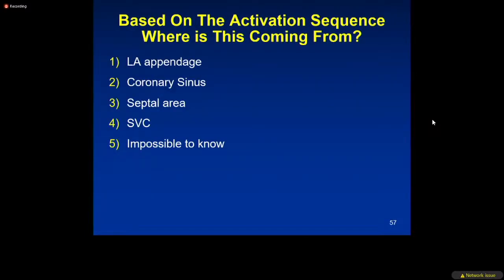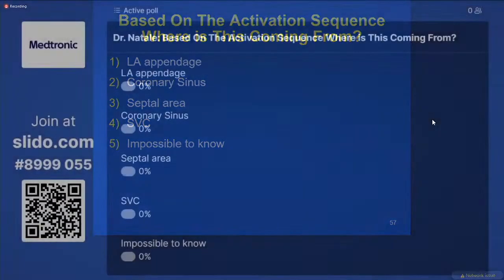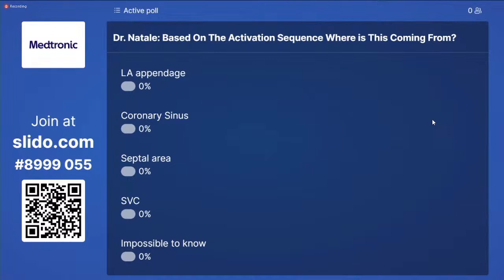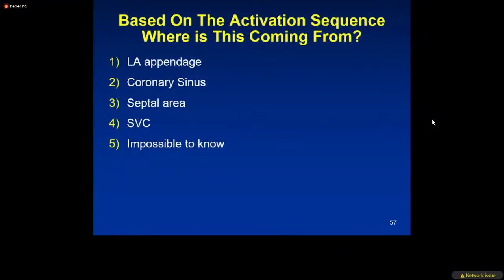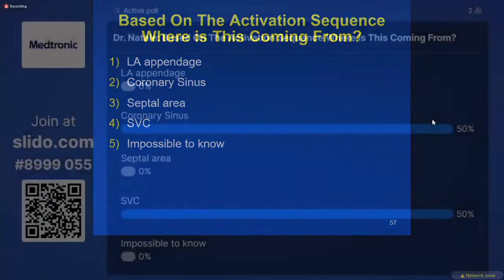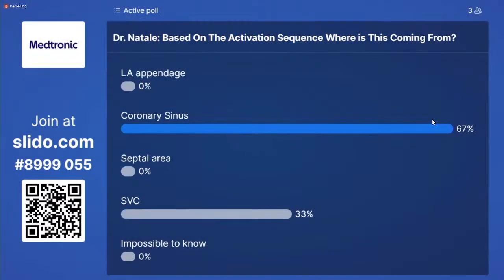Based on the activation that you see there, what would you do next? Maybe can we put the slides again? Let's start voting. No, I wanted them to vote, but I want to show the tracing if we can. All right. Okay. Coronary sinus. Okay, I'm gonna move forward, okay.